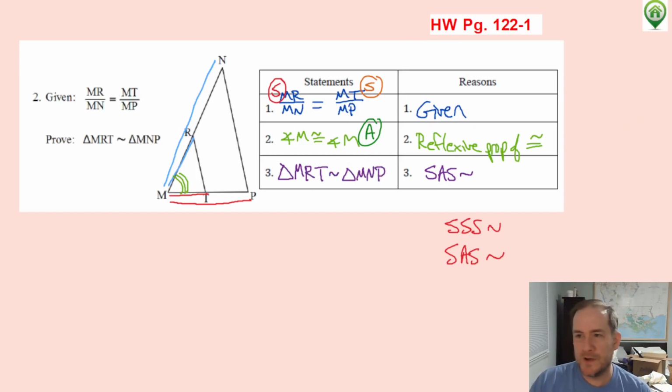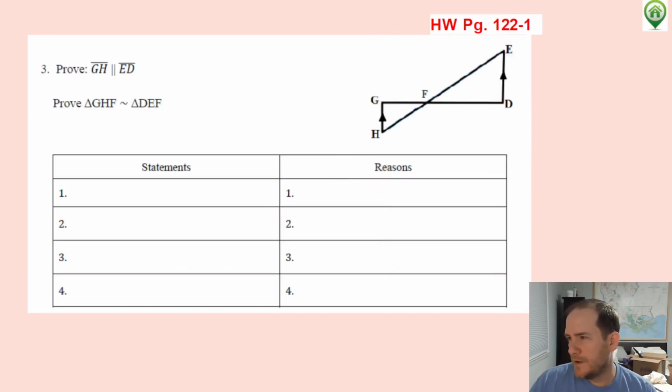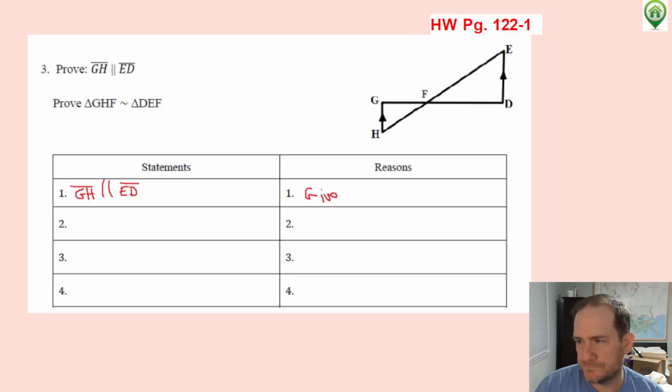For number 3. So it looks like there's some parallel lines this time, but this proof is really similar to the ones we just did on the practice, so this shouldn't be bad. But we'll say GH is parallel to ED. That's given info. So using those parallel lines, I've got this one and this one. That means I have access to a couple of pairs of angles.